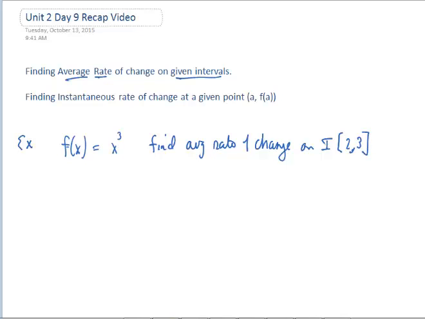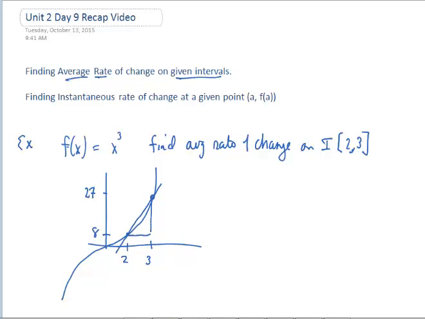So what you would need to do is use average rate of change as slope. In terms of a picture, x cubed would look like this, and 2 would be here, so that would be an 8 value, and 3 would be here, and that would be a 27 value. The average rate of change would be the change in y over the change in x, which would be 27 minus 8 over a width of 3 minus 2, which would be 1. So 19 over 1 would be the average rate of change.